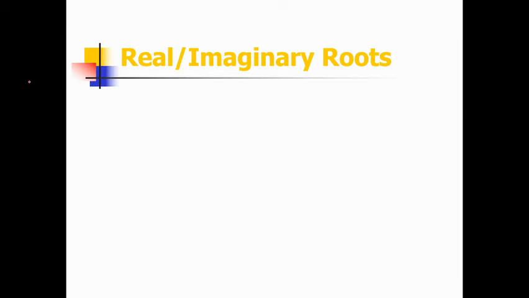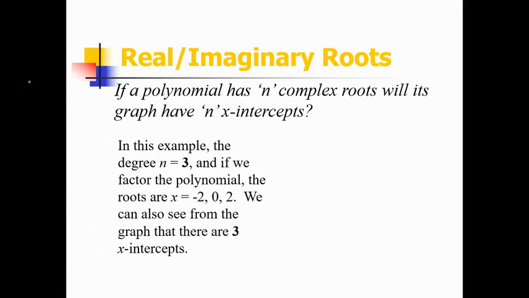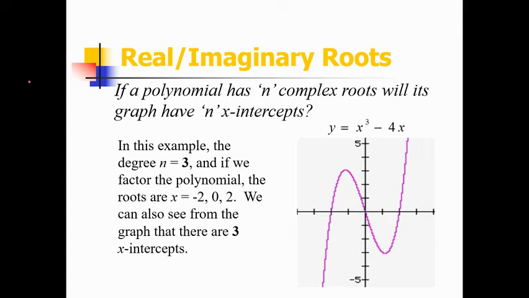Now we're going to take a look at what happens when we have imaginary roots with our real roots, okay? So if a polynomial has n complex roots, will its graph have n x-intercepts? In this example, the degree n equals 3. And if we factor the polynomial, the roots are x equals negative 2, 0, and 2, which you can see on the graph. We can also see from the graph that there are 3 x-intercepts. In other words, they are negative 2, 0, and 2.